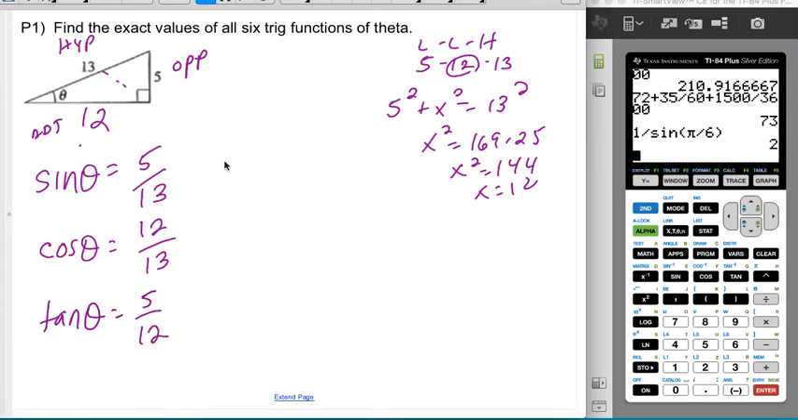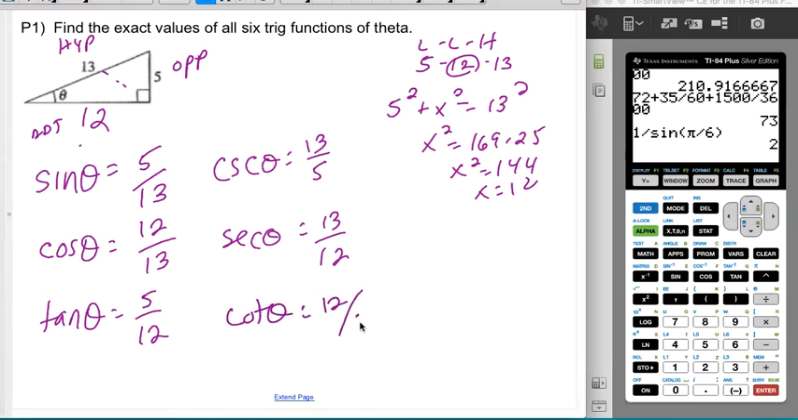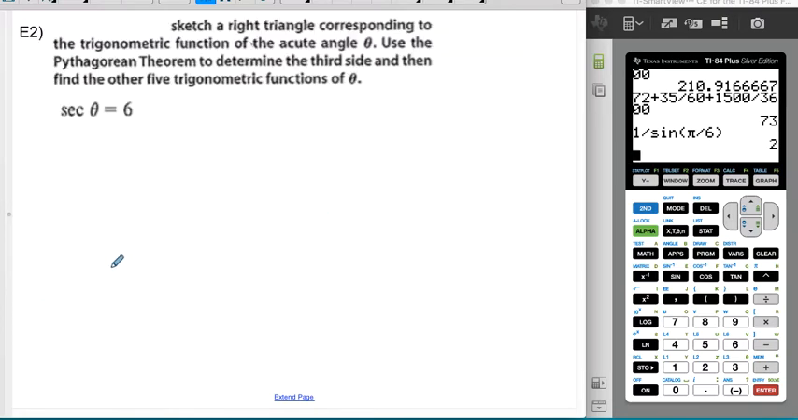And then for my other three trig functions, I just flip those, right? So cosecant is 13 over 5. Secant is 13 over 12. And my cotangent is 12 over 5. And that's it. All right, so we're going to sketch a right triangle corresponding to the given situation, right? And then we're going to use Pythagorean theorem to find the third side and then find the other trig functions.